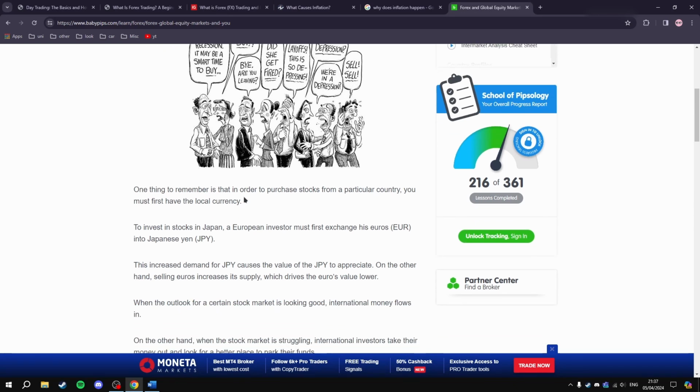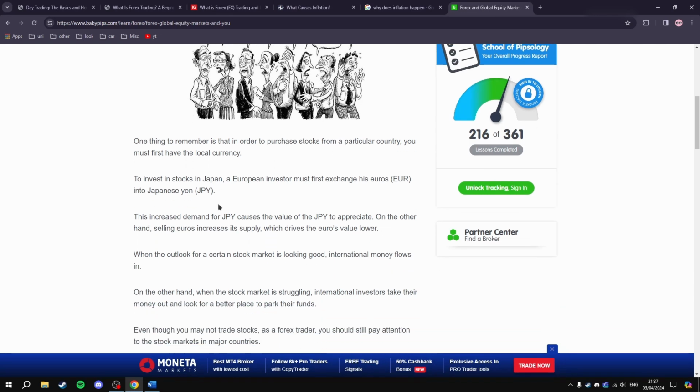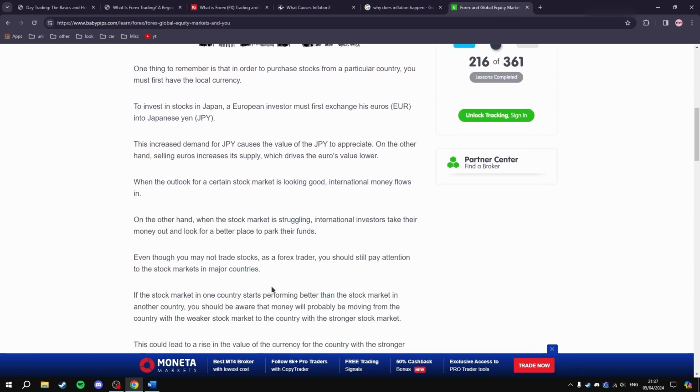One thing to remember is that in order to purchase stocks from a particular country, you must have the local currency. To invest in stocks in Japan, a European investor would first exchange his euros into Japanese yen.